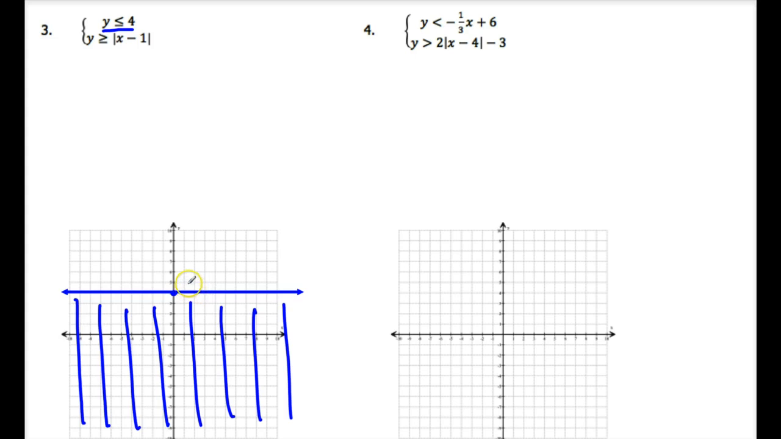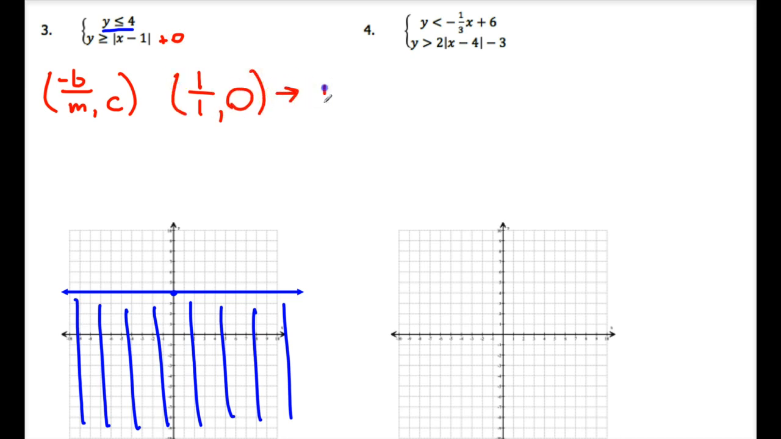Okay, and then your second inequality here, this one is again an absolute value inequality. If you think about your vertex for this one, if you do your vertex formula, -b over m comma c. Our b value in this case is -1, so -b would be +1. Over m is also 1, that's the number in front of x, and then your c value, there's a +0 out here, it's 0. So you have a vertex at 1, 0 for this one right here.